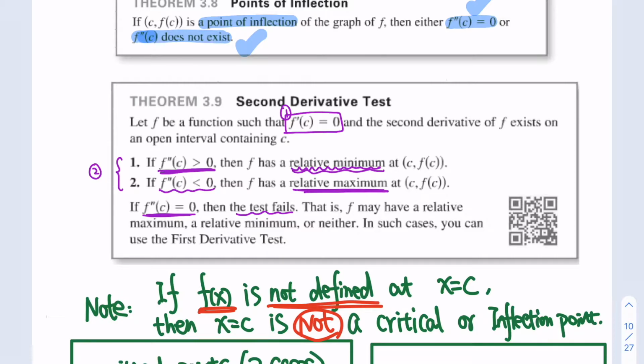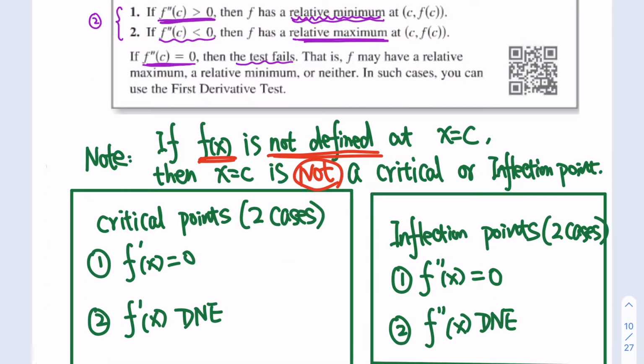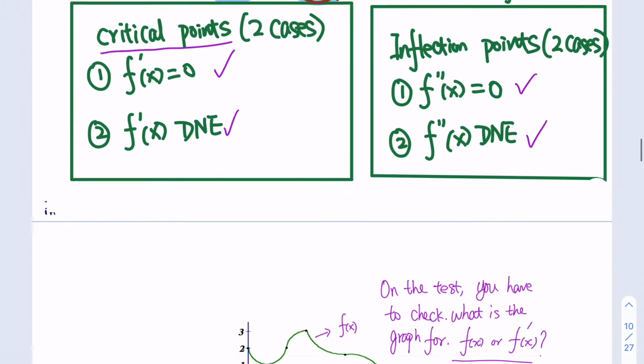Before I go over some examples, I want to go over the two very important types of points we learned in this class. First, critical points. We have two cases: first derivative equals 0, or first derivative doesn't exist. Inflection points, also two cases: second derivative equals 0, or second derivative doesn't exist. However, before you consider the points as critical or inflection points, you have to check if that point is defined. If the function is not defined at that point, we don't consider it a critical point or inflection point. Let's see some examples.